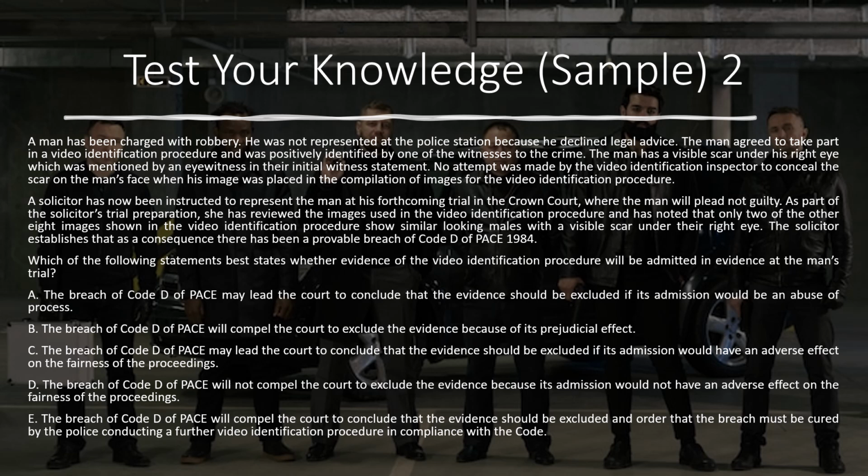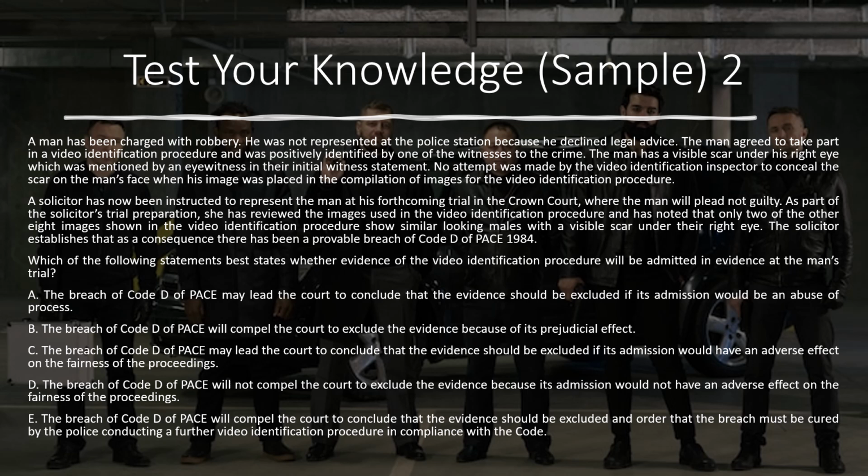A solicitor has now been instructed to represent the man at his forthcoming trial in the Crown Court, where the man will plead not guilty. As part of the solicitor's trial preparation, she has reviewed the images used in the video identification procedure and has noted that only 2 of the other 8 images shown in the video identification procedure show similar looking males with a visible scar under their right eye. The solicitor establishes that as a consequence there has been a provable breach of Code D of PACE 1984.